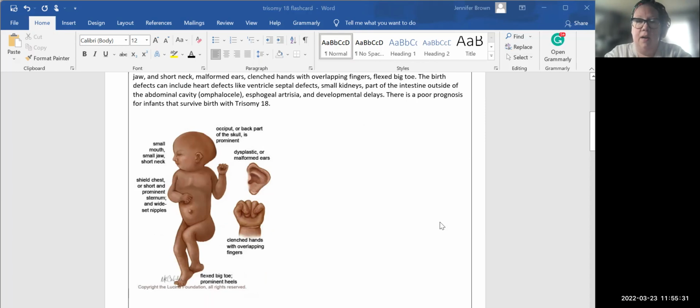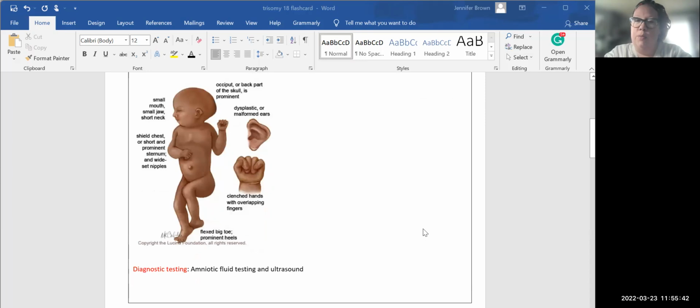And there's a picture here of what a baby with trisomy 18, their features would look like, including this kind of strawberry-shaped head, which is often initially diagnosed by ultrasound. The other diagnostic testing that they do is an amniotic fluid sample as well.